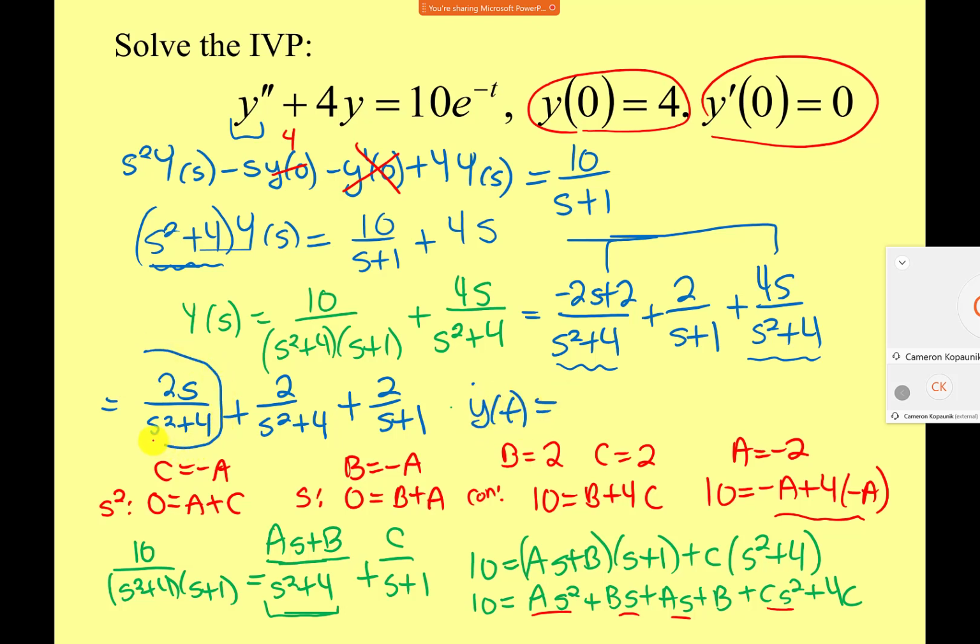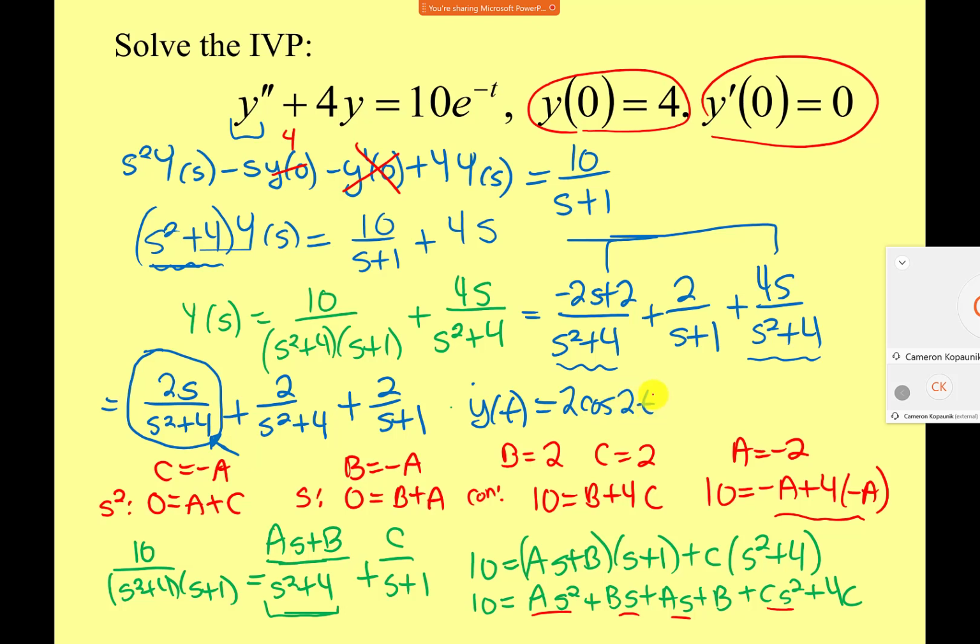Now let's inverse transform this thing I'm circling over here to the left. I recognize that as an s over s squared plus 2 squared, so this is an s over s squared plus b squared. That's cosine. The 2 is out in front because it's just a constant. But then it's going to be cosine, and remember this is b squared here on the bottom, so it's going to be cosine of 2t.